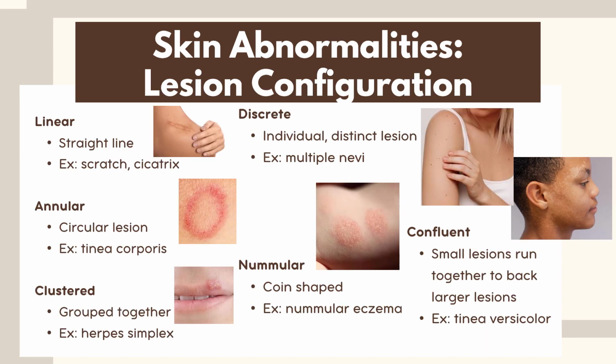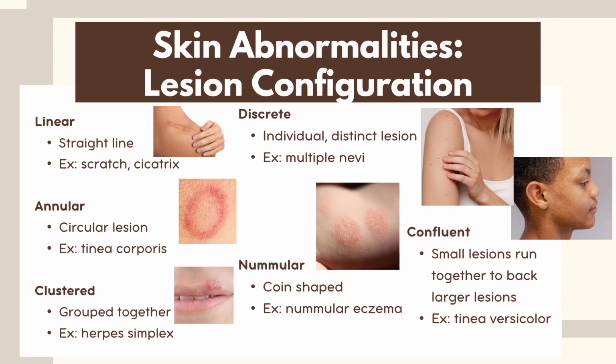Lesion configuration: you have several ways that those lesions can be configured. So you have linear, which is a straight line. Typically that's going to be from like a scratch, cicatrix. Then you have annular. So that's a circular lesion. If you think of Tinea corporis, that is ringworm, and that's going to look like a circle.